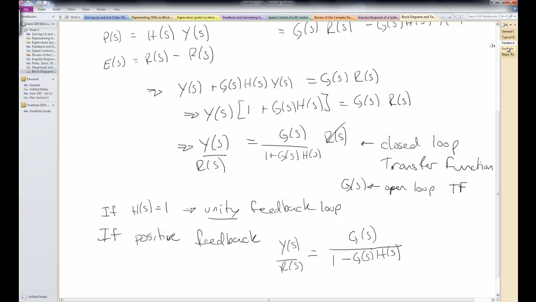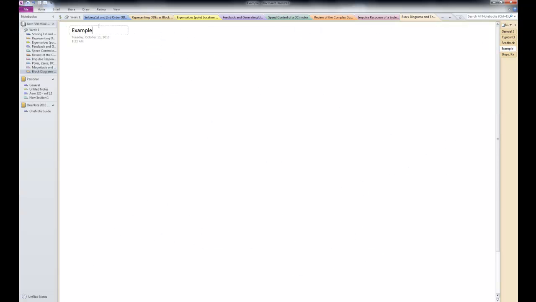All right, let me do one example just to show you how this all works. Let's say, and I'm going to leave off the S's here because it just makes it a little easier to write everything out. Let's say I have a system that looks like the following.